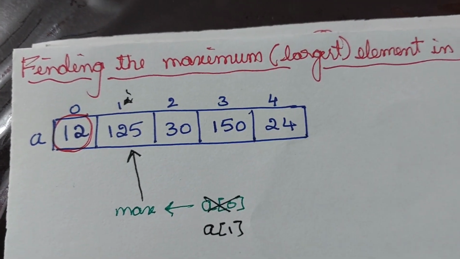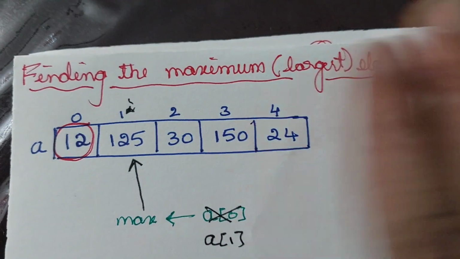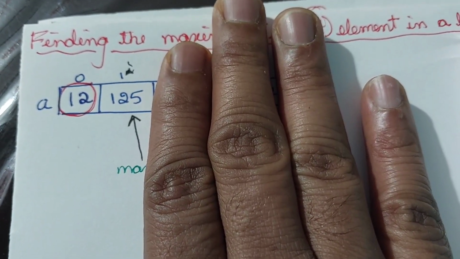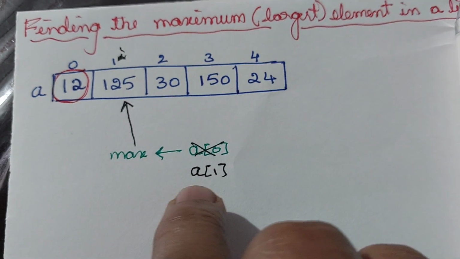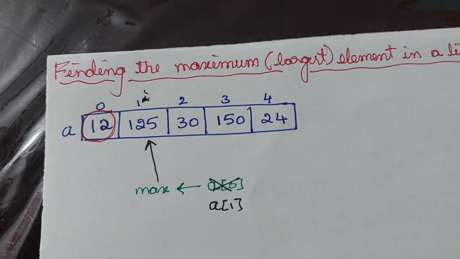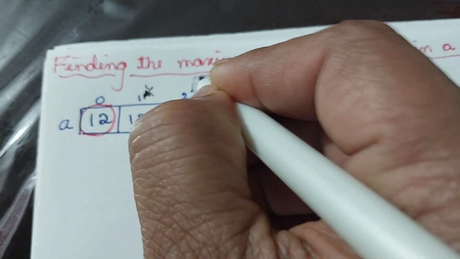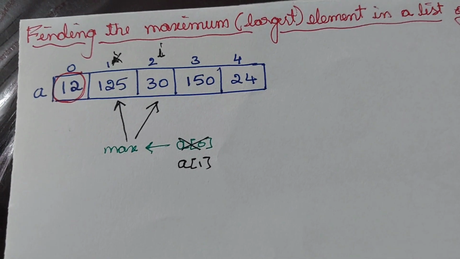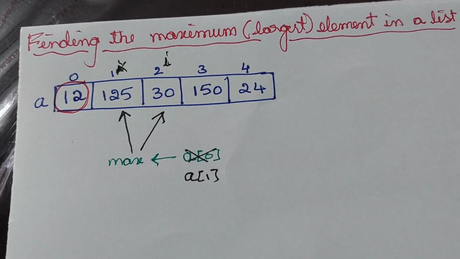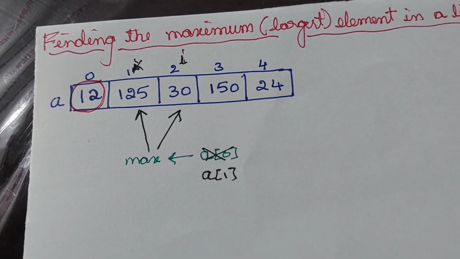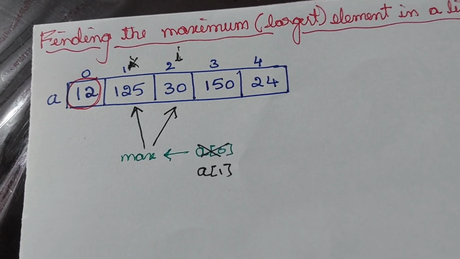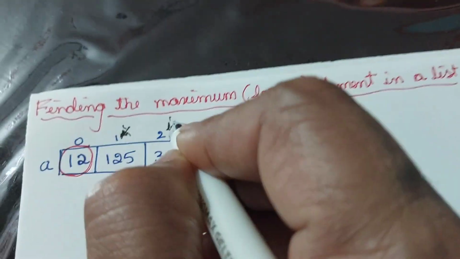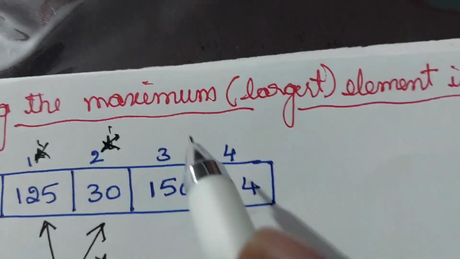Right now I have checked only the first two elements, and among these, a of 1 is the maximum. Now I need to check with the remaining elements. So I will increment i to the next position and compare the maximum with a of 2. Is a of 2 greater than maximum? No, my assumption is right, a of 1 itself is the maximum. So again I will increment the value of i.